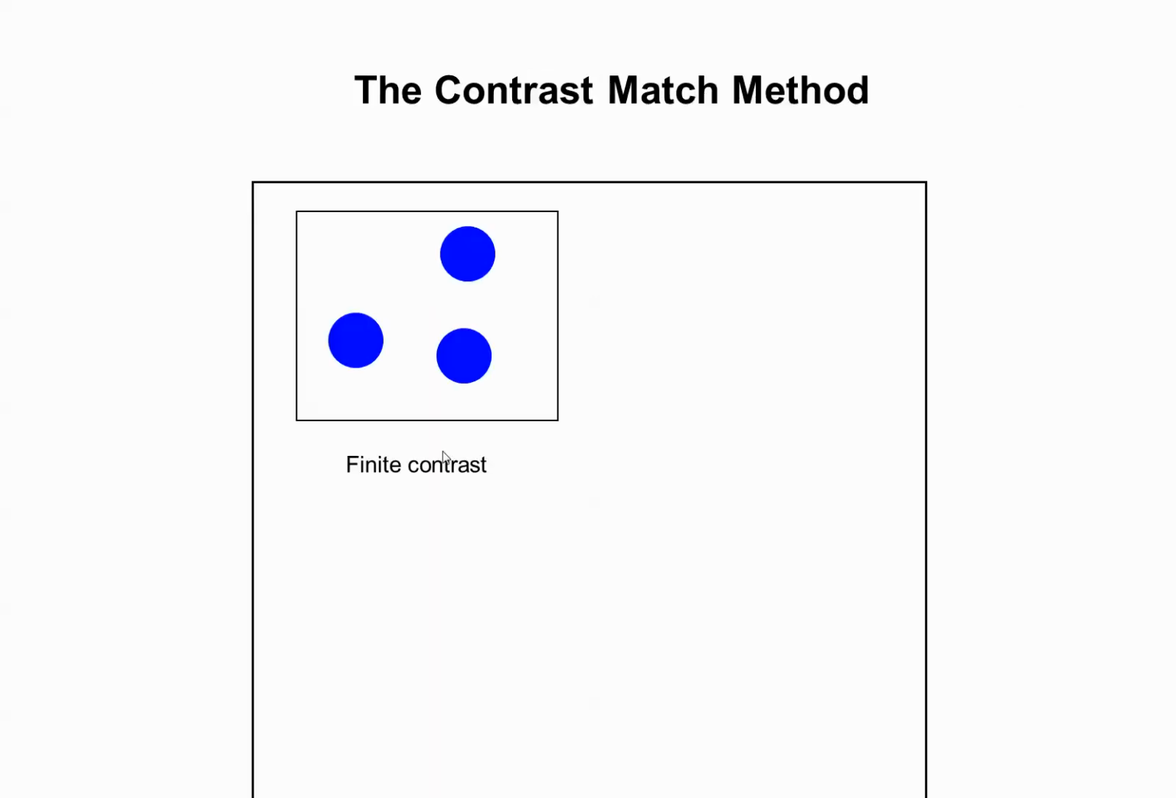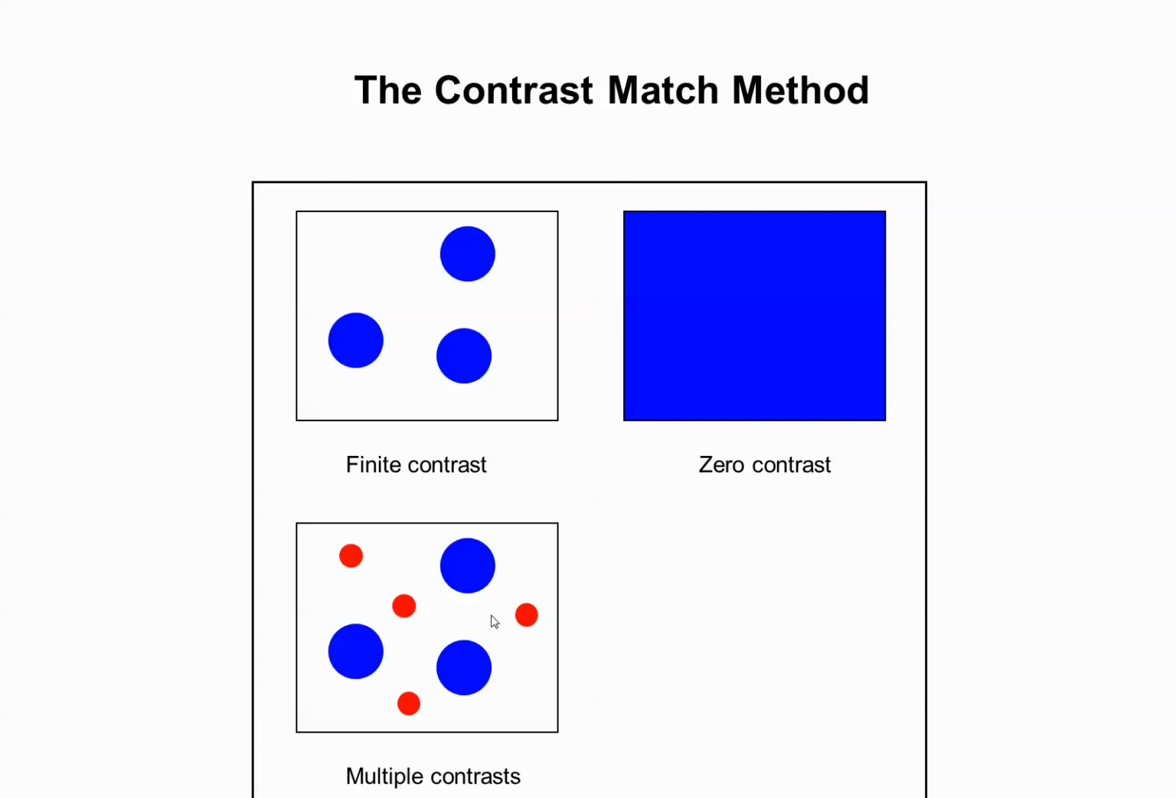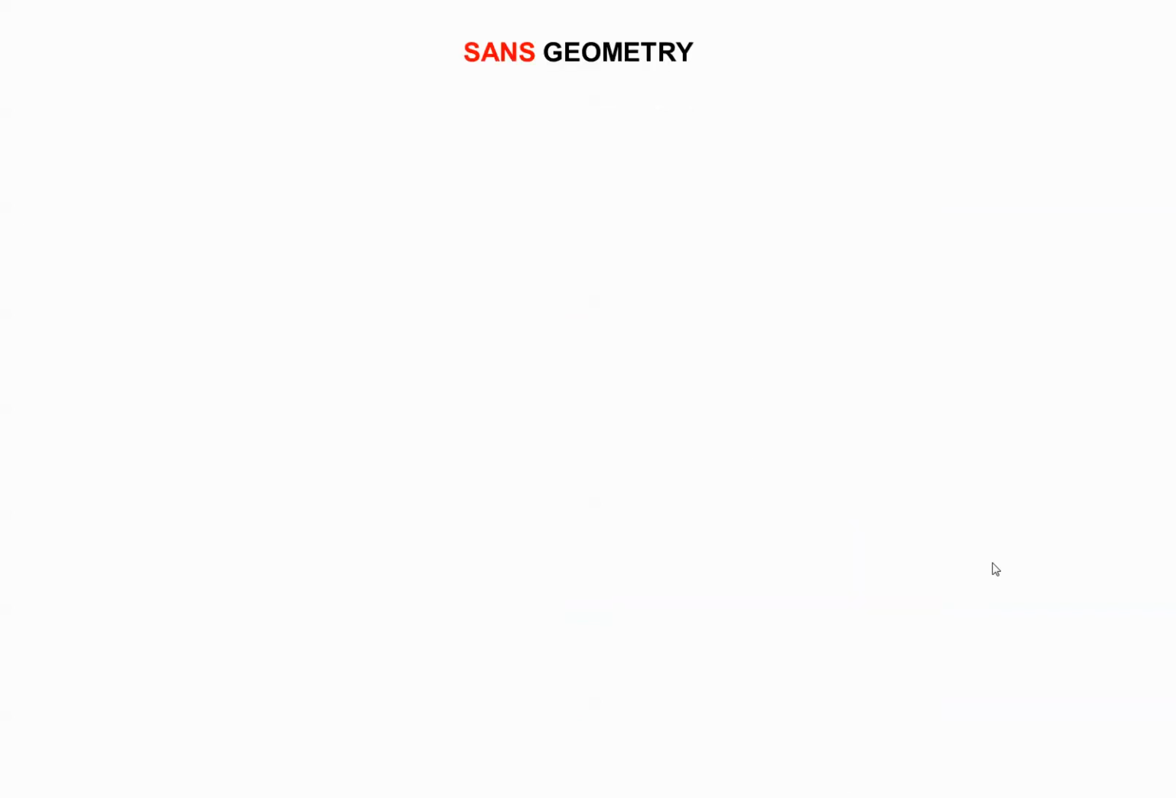Contrast match method, showing you a finite contrast, like blue particles in a white background. Zero contrast is when the solvent, for example, matches the particles, same scattering, so that you would not see anything, just flat scattering. In the case of multiple contrasts, you could play the contrast match game by contrast matching, for example, solvent to the blue particles. All you will see will be the red particles. I think you got the gist of it. This is the main advantage of neutron scattering over X-ray scattering. Well, one of the advantages.